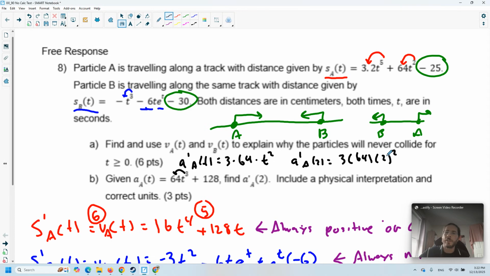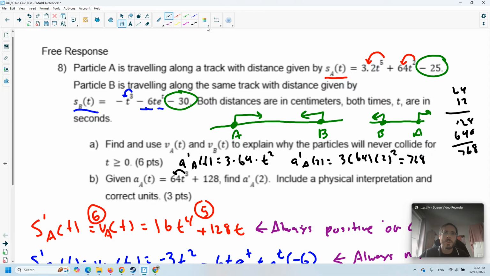If you did simplify it, 2 squared is 4, times 3 is 12. So we'd have to do 12 and 64. So 2 times 64 is 128, 10 times 64 is 640. So we would get 768.